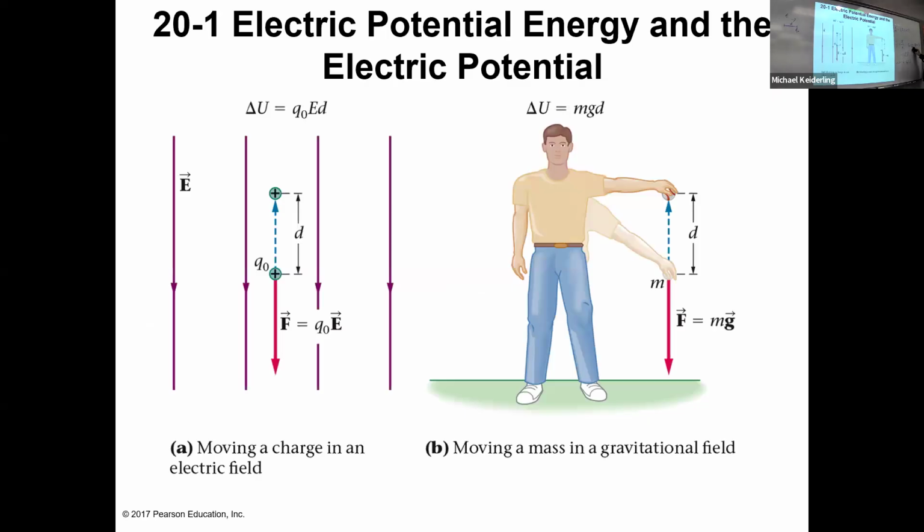So we have another thing where we have some Q naught. Our change in potential energy is equal to Q naught times electric field times distance. This is similar to moving a charge in a gravitational field, where we have mg times distance. Here we have Q naught E times distance.